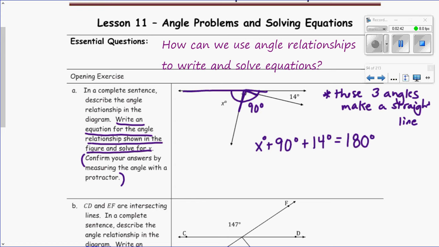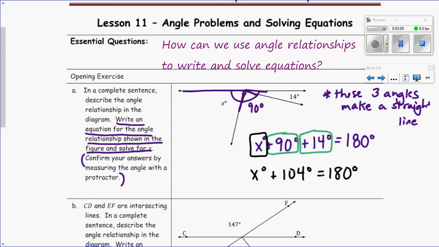Okay, that would be the complete sentence part, so you should still do that if you're not able to come up with the equation on your own. Okay, we're going to combine like terms now, and that would be the numbers, 90 degrees and 14 degrees. The x is on its own. There is no other x term. So I leave the x, I combine 90 and 14, and I get 104 degrees. And when I add those, I get 180.